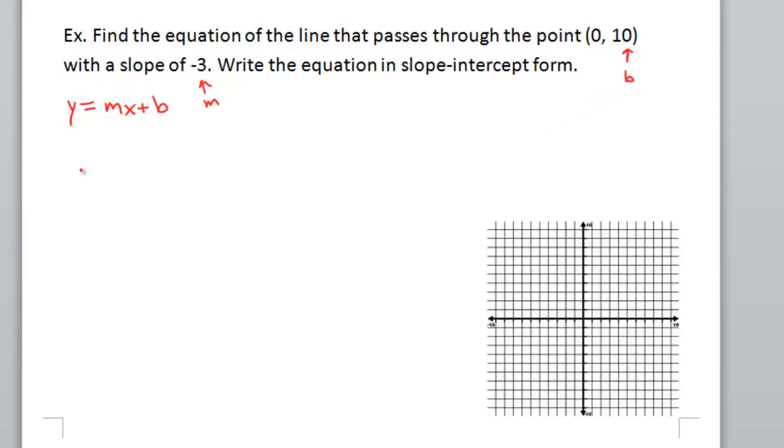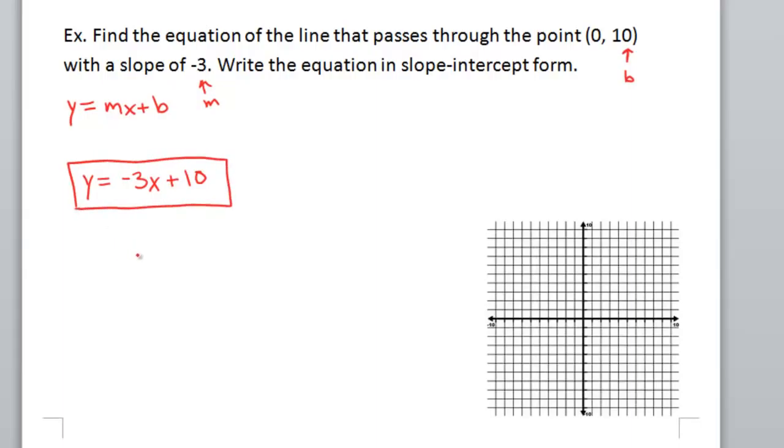This is the easiest that this kind of problem will ever be. You already have the slope given to you, and you already have the y-intercept given to you. You just plug them in. So the equation for our line is y = -3x + 10. And we're done.